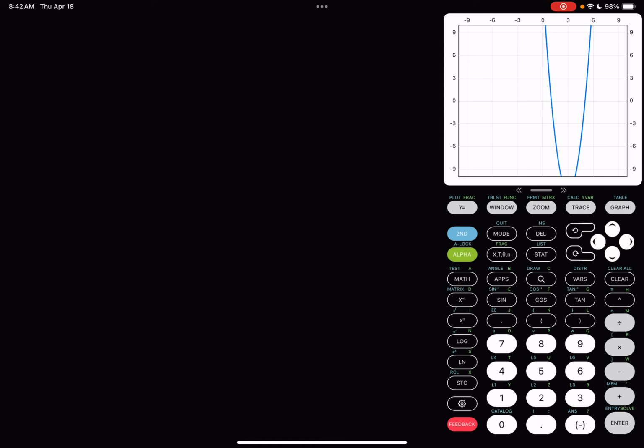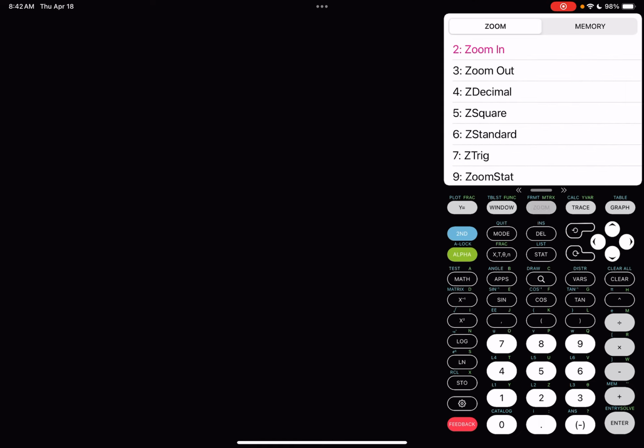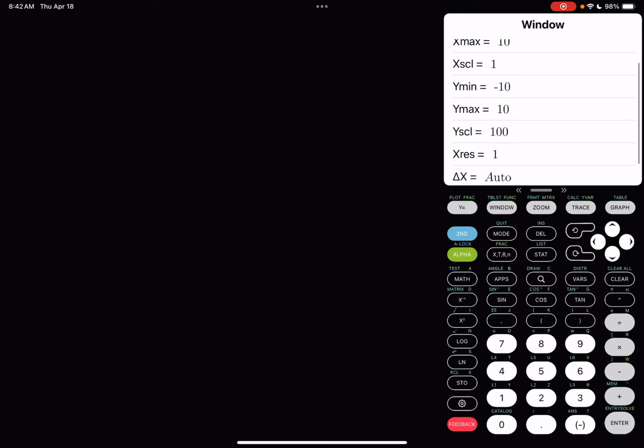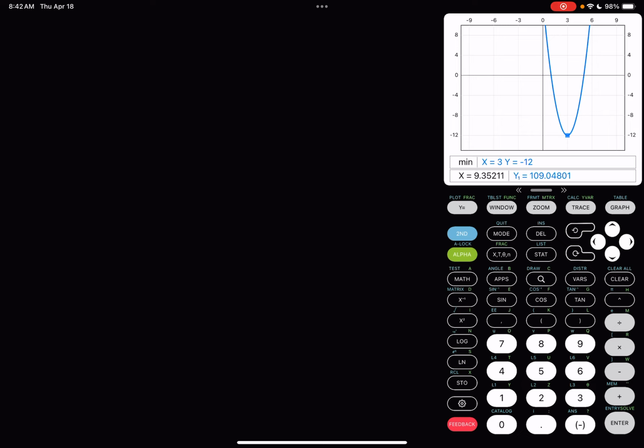I can't quite see the bottom, so I'm going to go to my window. I need to be able to see farther down. Right now, I'm only seeing down to like -10. So I'm going to go to my window, and for my y minimum, how far down I see, let's make that -15. There it looks like that's possibly my vertex. We trace. My vertex looks like it's at 3, -12-ish, but I'm looking for the zeros.